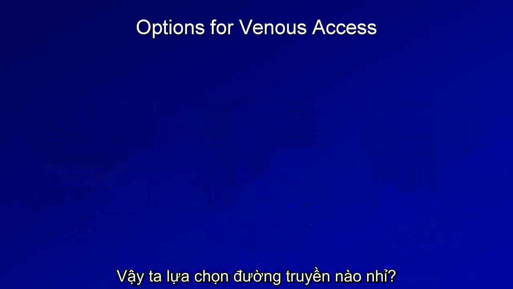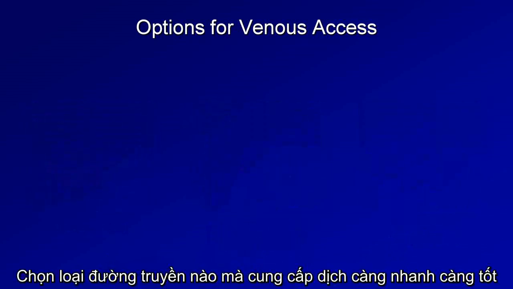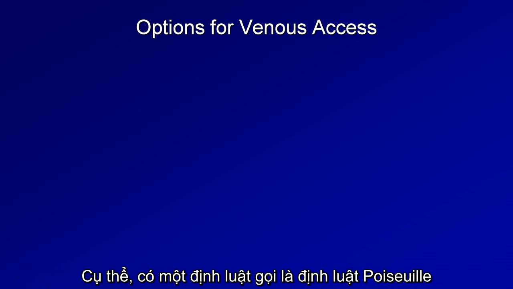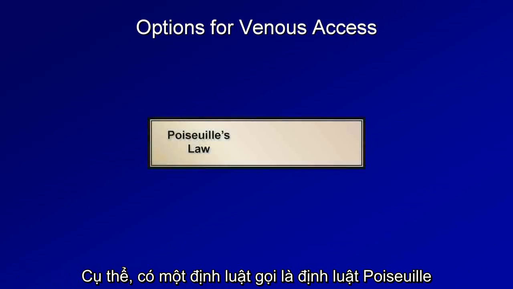So how do we choose between those options? Is one kind of access best for delivering fluids as rapidly as possible? Well, it turns out that physics gives us the answer. Specifically something called Poiseuille's law.